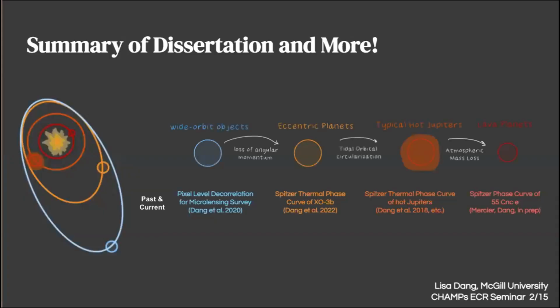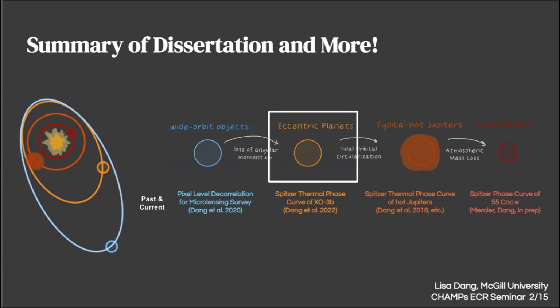My presentation is going to follow the journey of a planet undergoing high eccentricity tidal migration. First, we'll start beyond the snow line with the Spitzer microlensing campaign, and then we'll lose a little bit of angular momentum and be sent on an eccentric orbit where we are going to characterize the thermal phase curve of an eccentric hot Jupiter caught in the act of migrating.